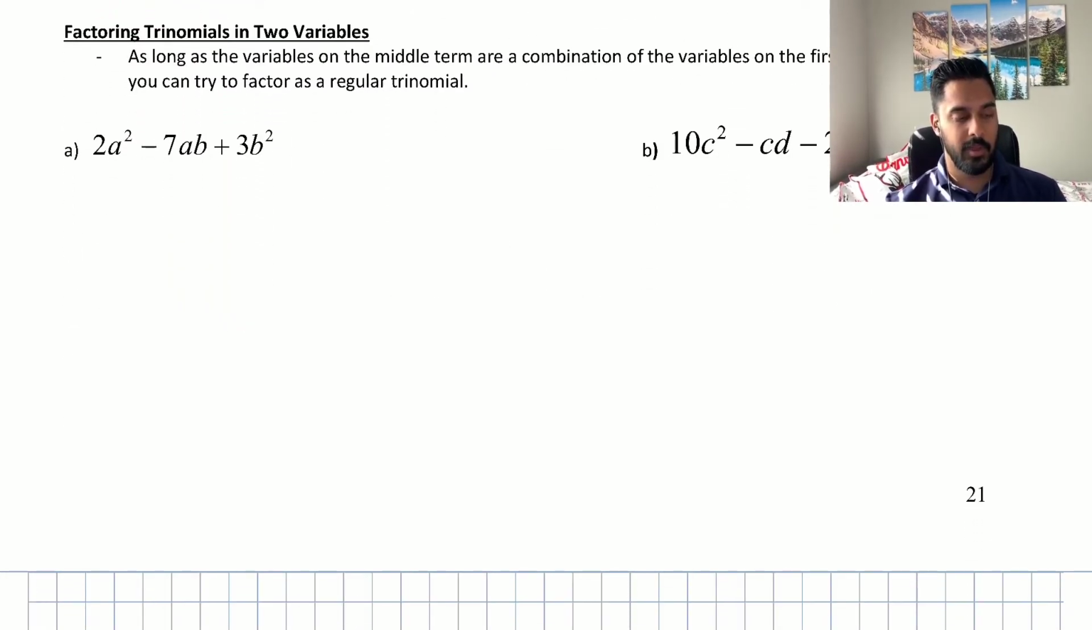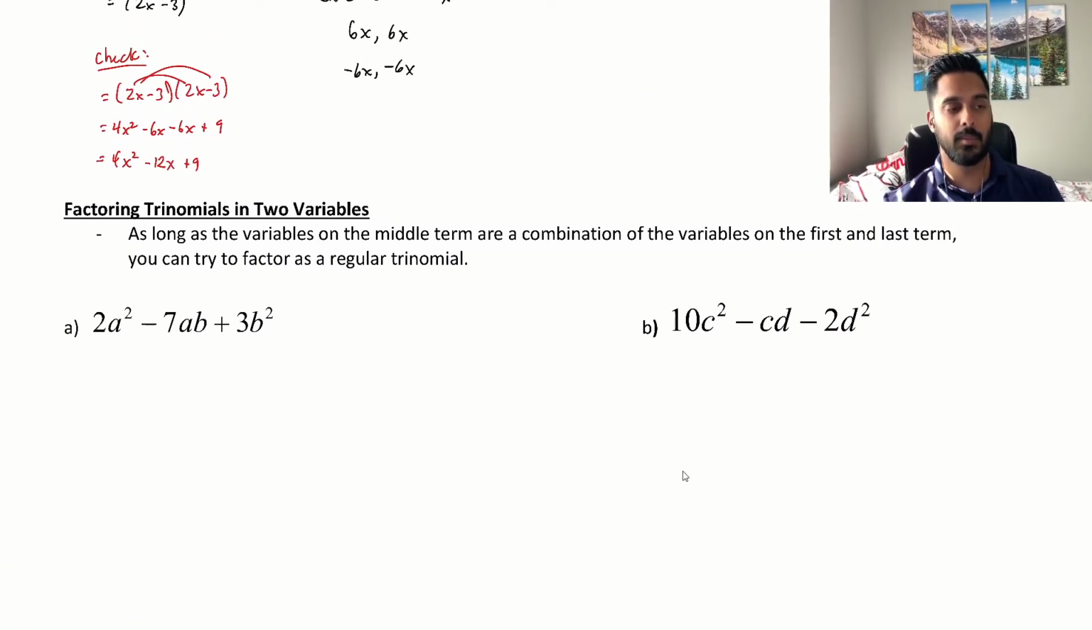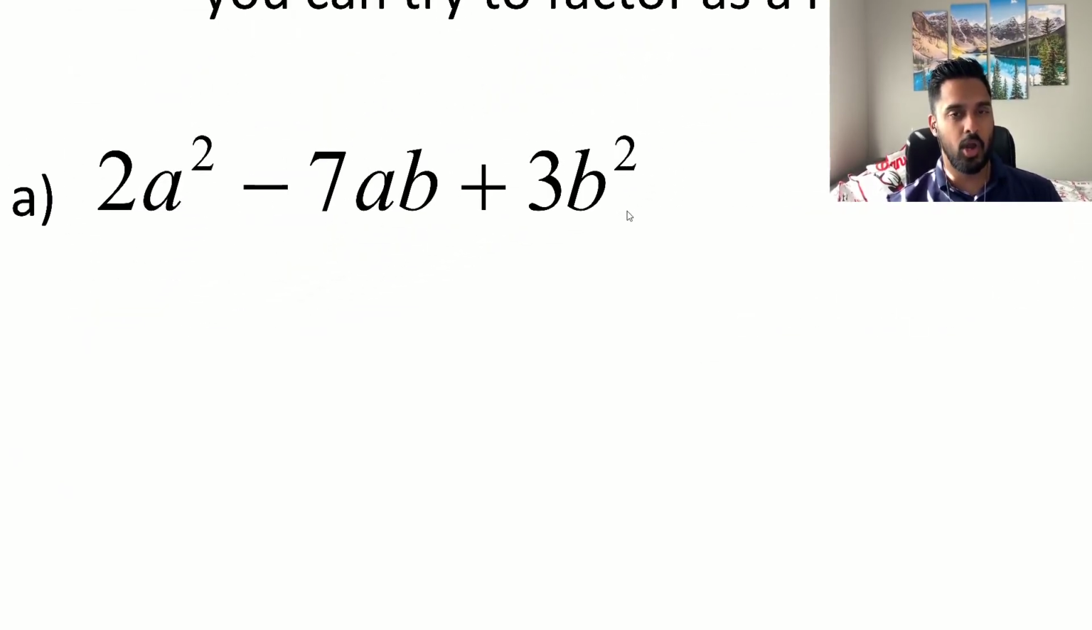Underneath, we can factor some stuff that has 2 variables again. We did talk about this in the last couple. As long as the variables in the middle term are a combination of the variables on the first and last term, you can try to factor this as a regular trinomial. So I'm going to do A, and I'm going to let people try out B. Here, we're again going to treat b like it's part of the constant, and the b in the middle, treat it like it's part of the 7.